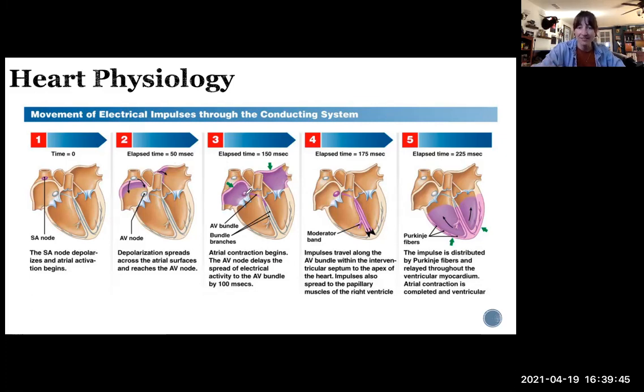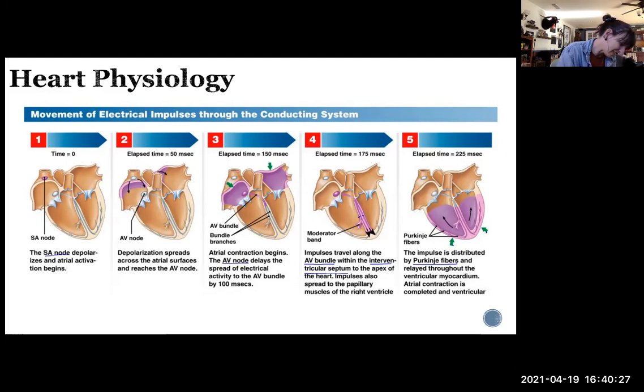The torch gets passed. The AV node pauses for a second, and then it sends its signal down the atrioventricular bundle, the AV bundle, through the interventricular septum, down the bundle branches, which are these two guys right here, to the Purkinje fibers, so that the entirety of the ventricles, that portion of the heart, will contract all at the same time from the apex up, right? Hence these guys right here. Okay, AV node, SA node, really important.